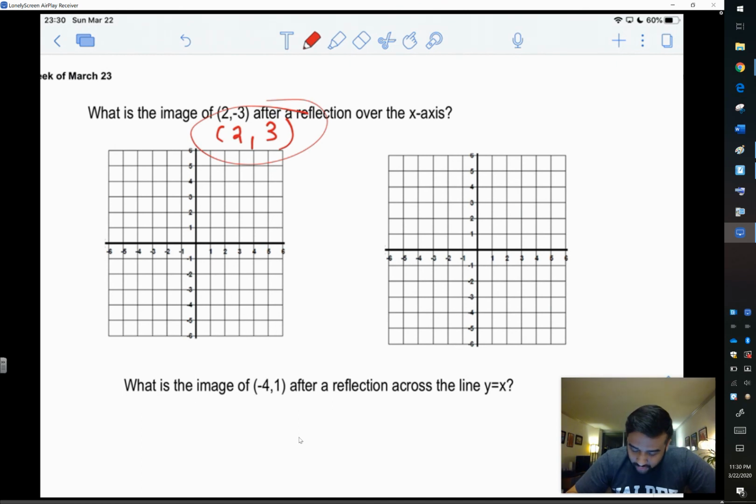(2, -3) is here. Flip it across the x-axis, and (2, 3) is there. So hey, it works. Great.